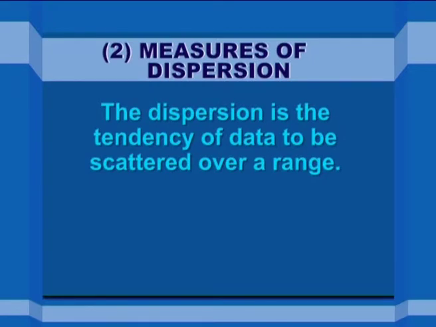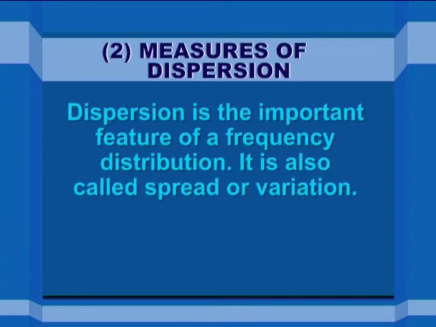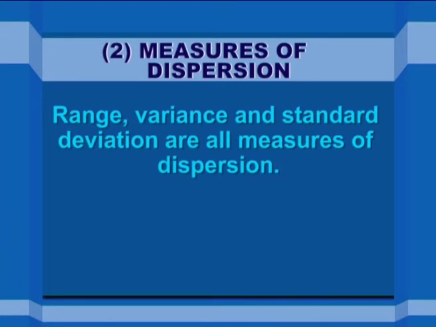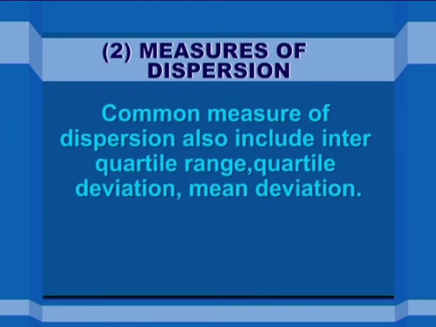Then there are measures of dispersion. The dispersion is the tendency of the data to be scattered over a range. It is the important feature of a frequency distribution. It is also called spread or variation. Range, variance, standard deviation are all measures of dispersion. Common measures of dispersion also include interquartile range, quartile deviation, mean deviation.